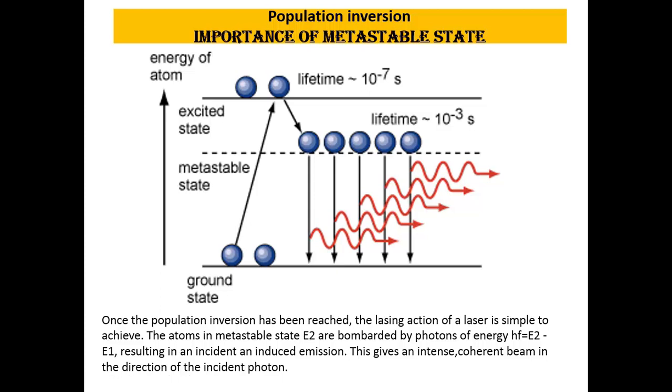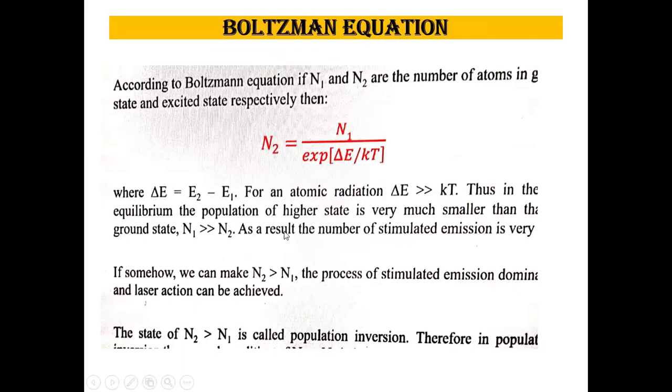For lasing action to be achieved, you need to create a state of population inversion, which means that N2 must be larger as compared to N1. So here delta E is E2 minus E1, the energy difference between the two energy levels. The energy difference between the two energy levels is much larger as compared to kT. Okay, T is the normal temperature at which we are talking.